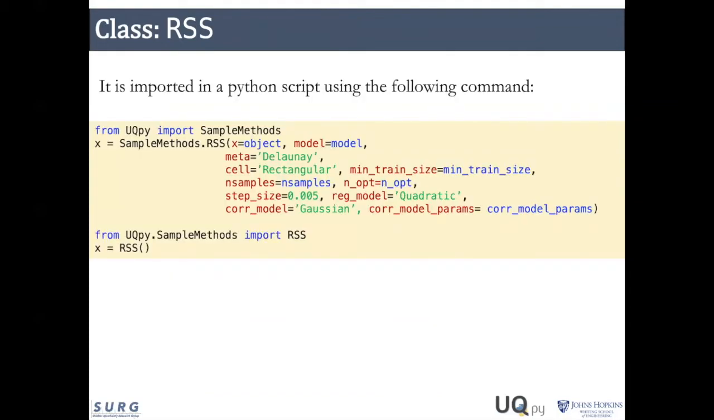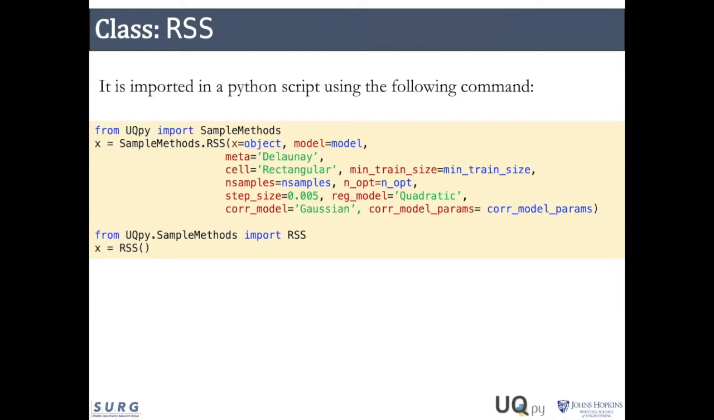So yeah, here is how we can import the RSS class using the following command. If we have imported the sample method, then sample method dot RSS can be used in this way. And basically you can see x equals object should be an STS or RSS class object.